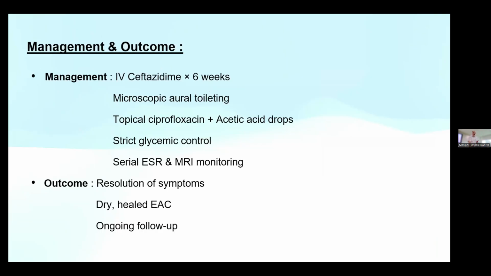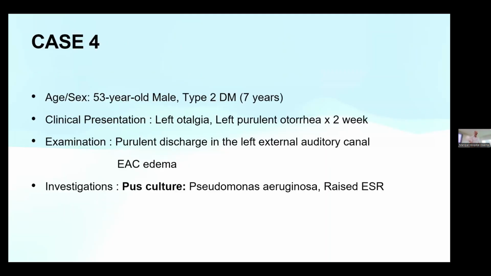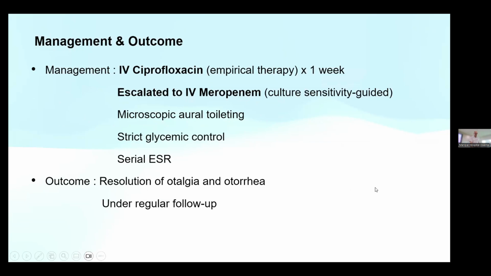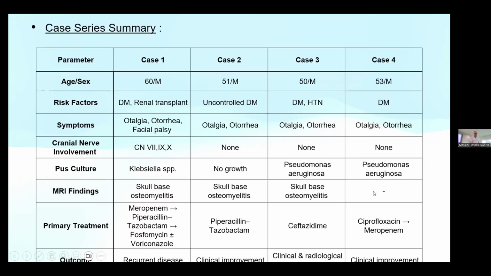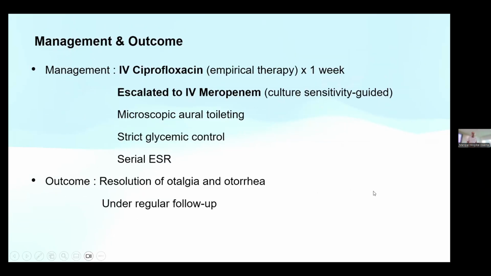Even the EAC was involved, and he responded to ceftazidime. So this is another useful antibiotic. You must have 3-4 of them in your armamentarium and use them as driven by the culture sensitivity report. And the last one, again, uncontrolled diabetes, Pseudomonas, IV ciprofloxacin. He started with this and then escalated to meropenem. Under follow-up, resolved.